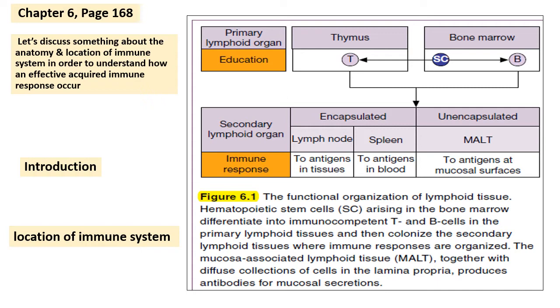Secondly, memory cells for secondary responses must be formed, and the whole response coordinated. It must be adequate to that infection, but not excessive, and appropriate to that infection. Now, what about the antigen being dealt with?